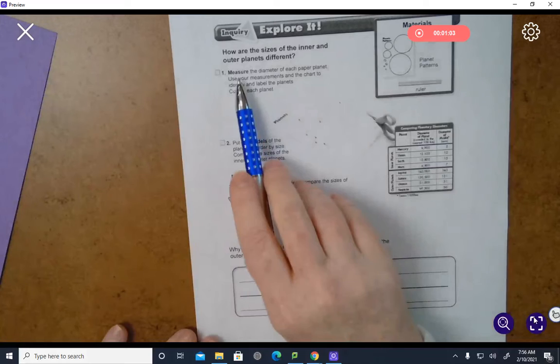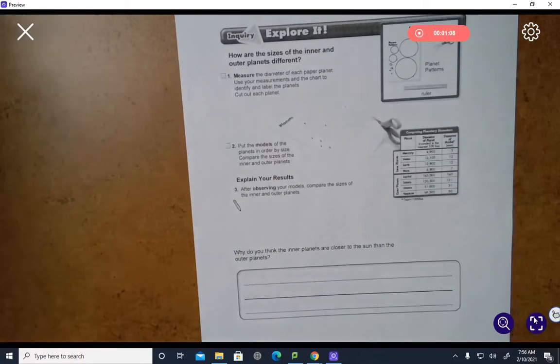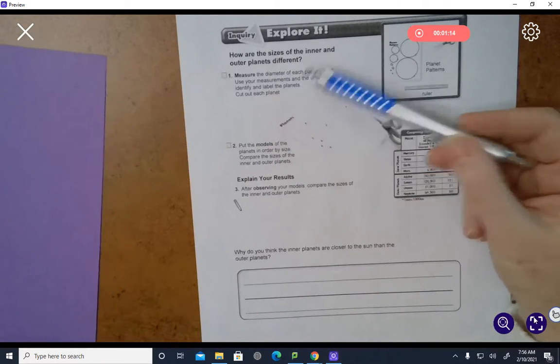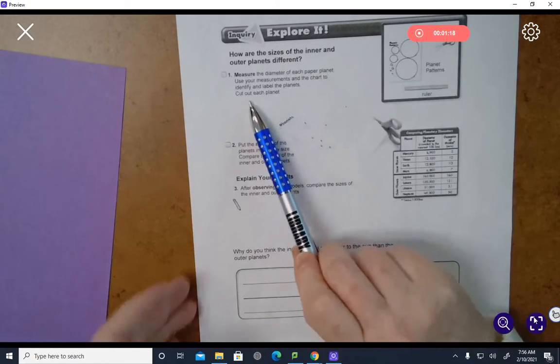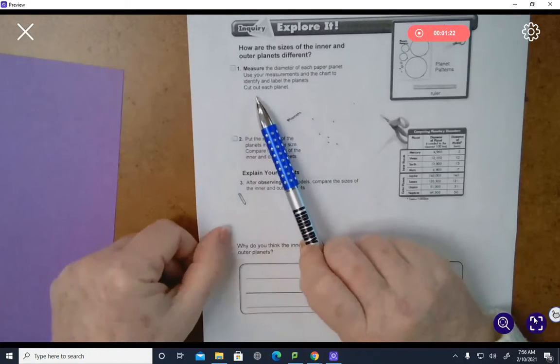It asks you to measure the diameter of each paper planet. Use the measurement and the chart to identify and label the planets. Cut out each planet. So the way that it has you do it, it has you identify and label the planets and then cut them out. I'm not going to do all of those. I'm just going to do one planet.